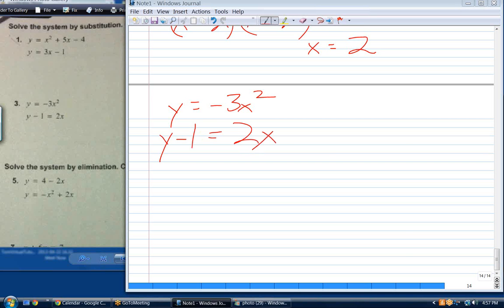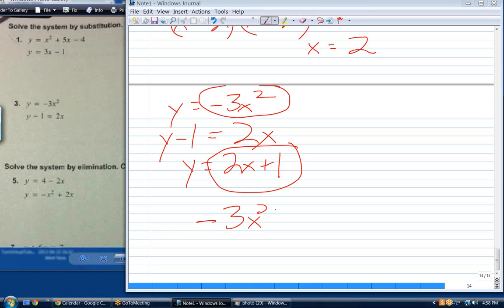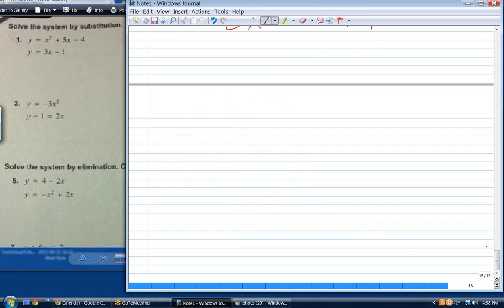Well, I can do a couple things here. Or subtract 2x. Oh no, subtract 1. Not yet, because we don't have it in the form of a quadratic yet. You could add 1. Okay, that's what I was looking for. In other words, this equation becomes y equals 2x plus 1. Now I can set this equal to that. So I have minus 3x squared equals 2x plus 1. And now how do I get it into the quadratic that I can factor?